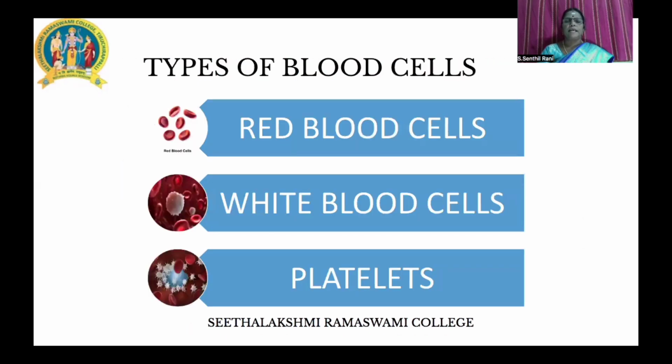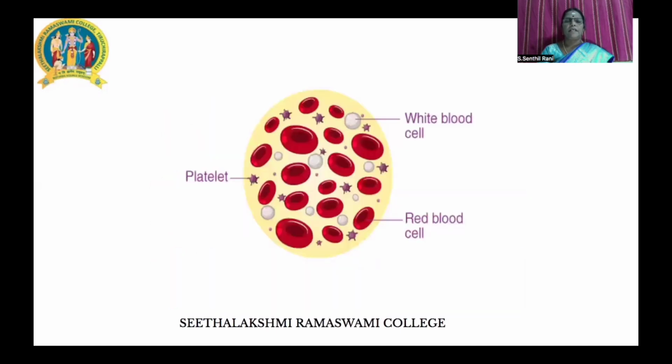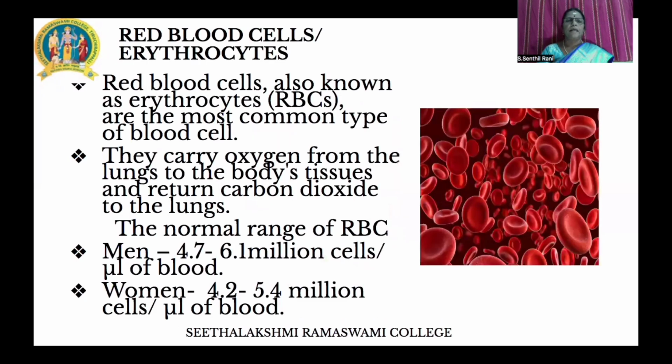Types of blood cells. There are 3 types of blood cells, namely red blood cells, white blood cells, and platelets. This figure represents the different types of blood cells. The white cells are called white blood cells or leukocytes. The red cells are called red blood cells or erythrocytes, and the purple colored cells are known as platelets or thrombocytes.